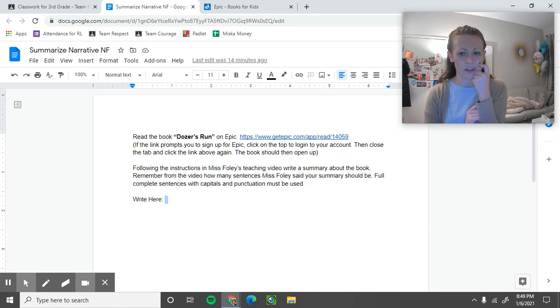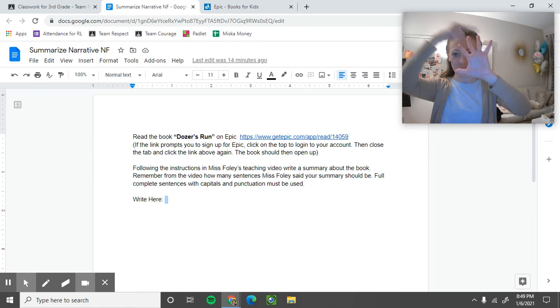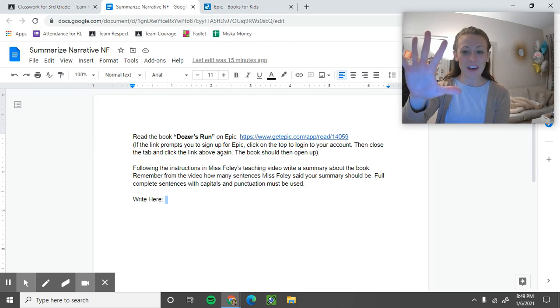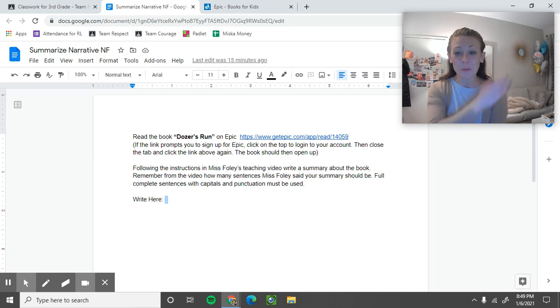So, let's double check. How many events do we need? We need 5 events. Make sure there are 5 events in your summary. 1, 2, 3, 4, 5. Make sure you have 5. So you're reading Dozers Run, the whole entire book, and finding 5 events, and you're going to retell them in your summary in order in this document here.